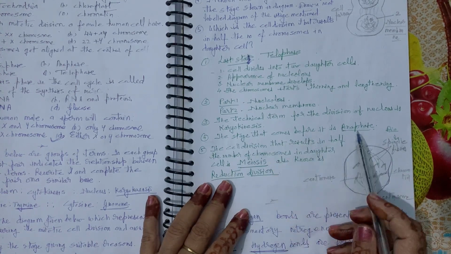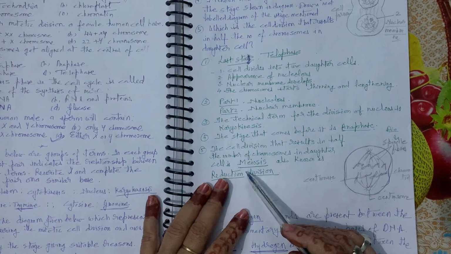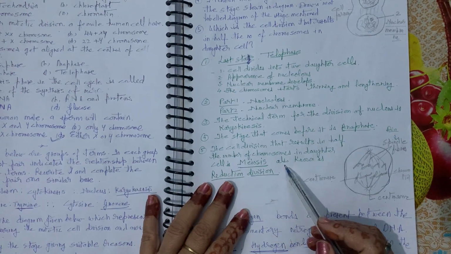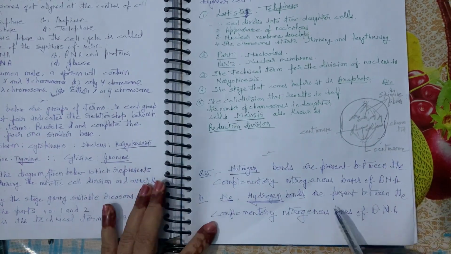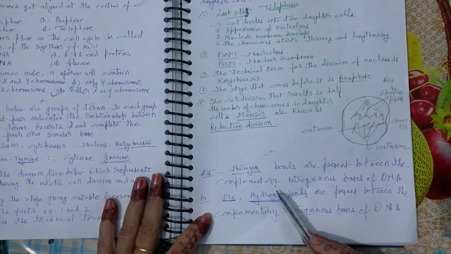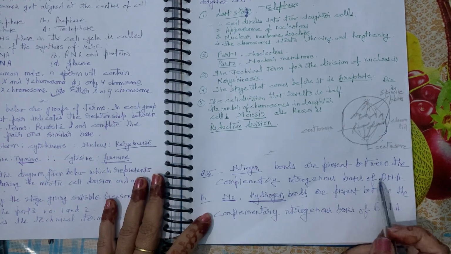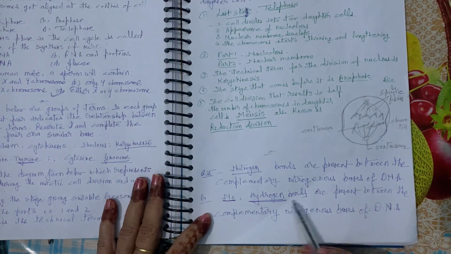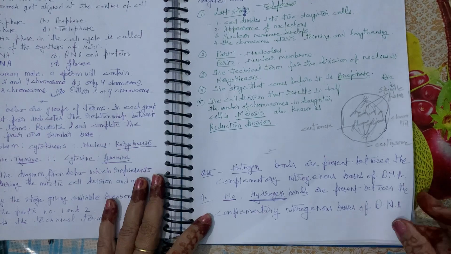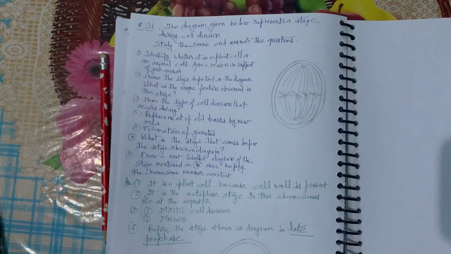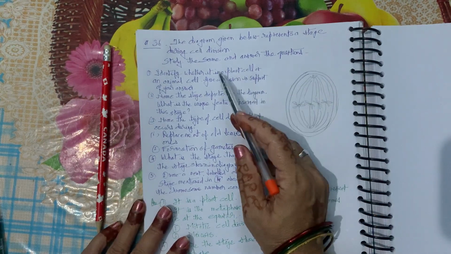The cell division that results in half the number of chromosomes in the daughter cell is meiosis, also known as reduction division. Now, are nitrogen bonds present between the complementary nitrogen bases of DNA? No. Hydrogen bonds are present between the complementary nitrogen bases of DNA. Okay, next.